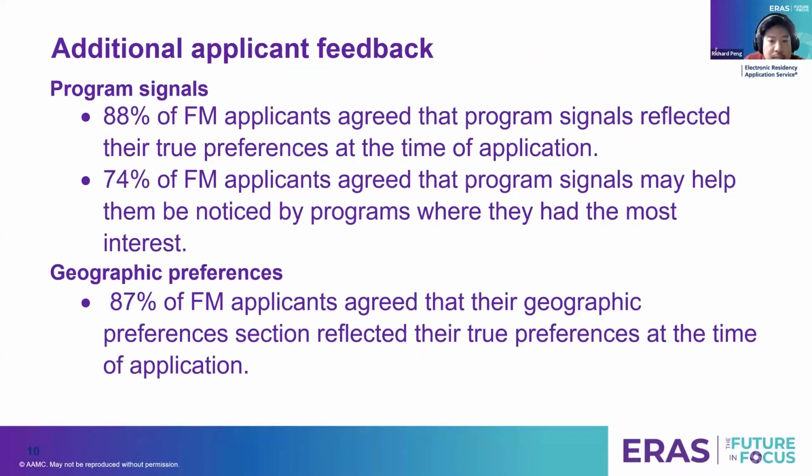So let's go ahead and move to some lessons learned and data from the prior season, starting with just some overall survey feedback. For applicants that responded in family medicine, 88% of those agreed that program signals reflected their true preferences at the time of application. Remember, you have to send these signals at the time of application. 74% of FM applicants agreed that these signals helped them be noticed by programs where they had the most interest. Another data point for geographic preferences saw that 87% of those FM applicants agreed that geographic preferences, again, reflected their true preferences at the time of application.